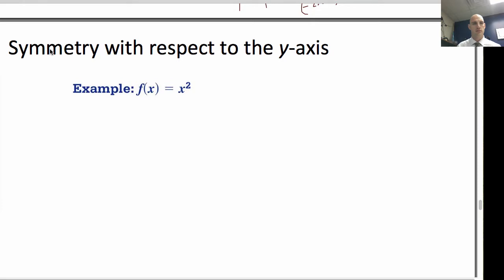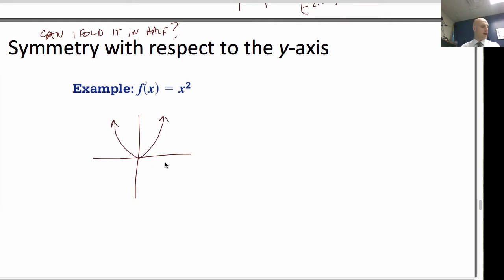Symmetry is, can I fold it in half? Okay, in this case. So symmetry to the y-axis is, can I fold it in half over the y-axis? So if I graph this here, I can fold it in half. Yes. So if this is x, y, negative x, y is on there. So over the y-axis, I've got an x, I've got a negative x, and they graph, so the y value at x and negative x is the same. Okay, so this is also an even function.